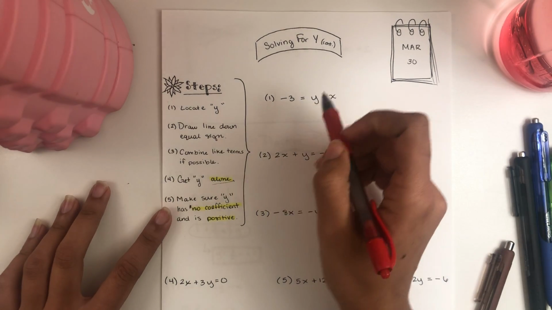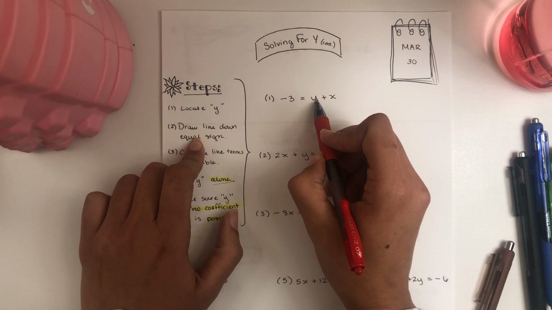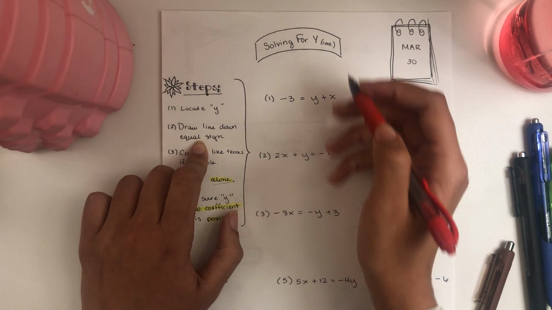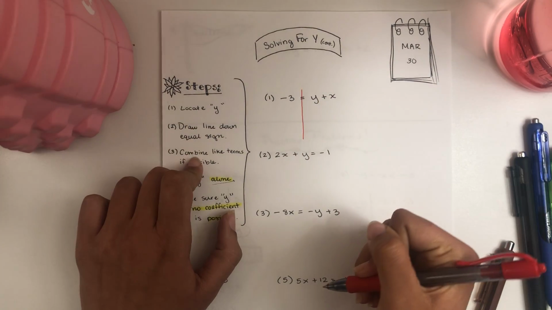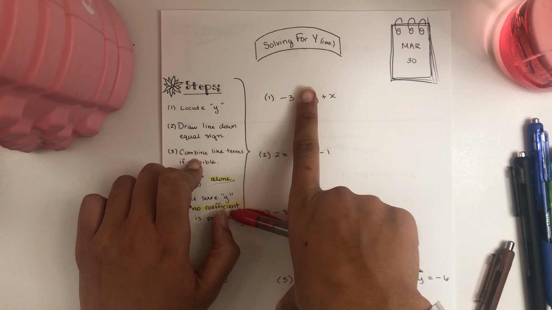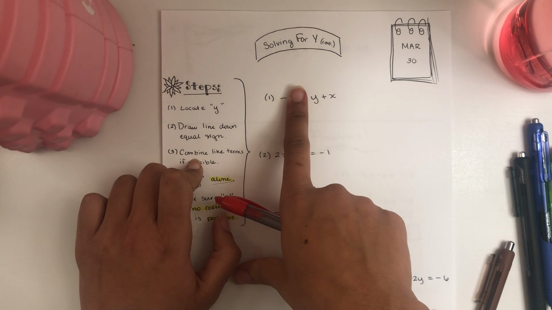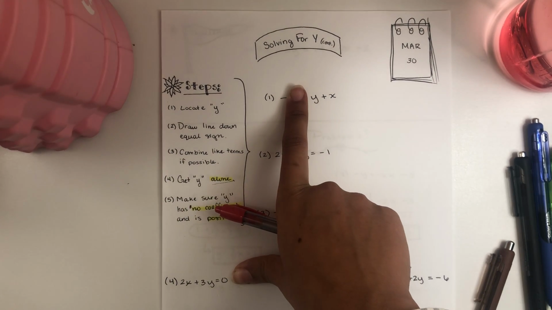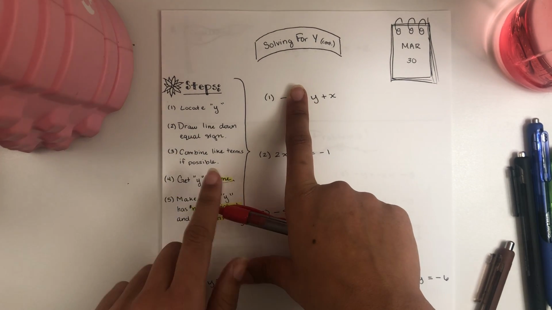Okay, so let's start off here. Step 1, locate y. There's y. Step 2, draw a line down your equal sign. Step 3, combine like terms if possible. So looking at the left side of the equal sign, there's a -3 by itself. There are no like terms to combine. Looking at the right side, I have a y and an x. Can I add y and x? Are they the same? No, I can't. So it wasn't possible for number 1.